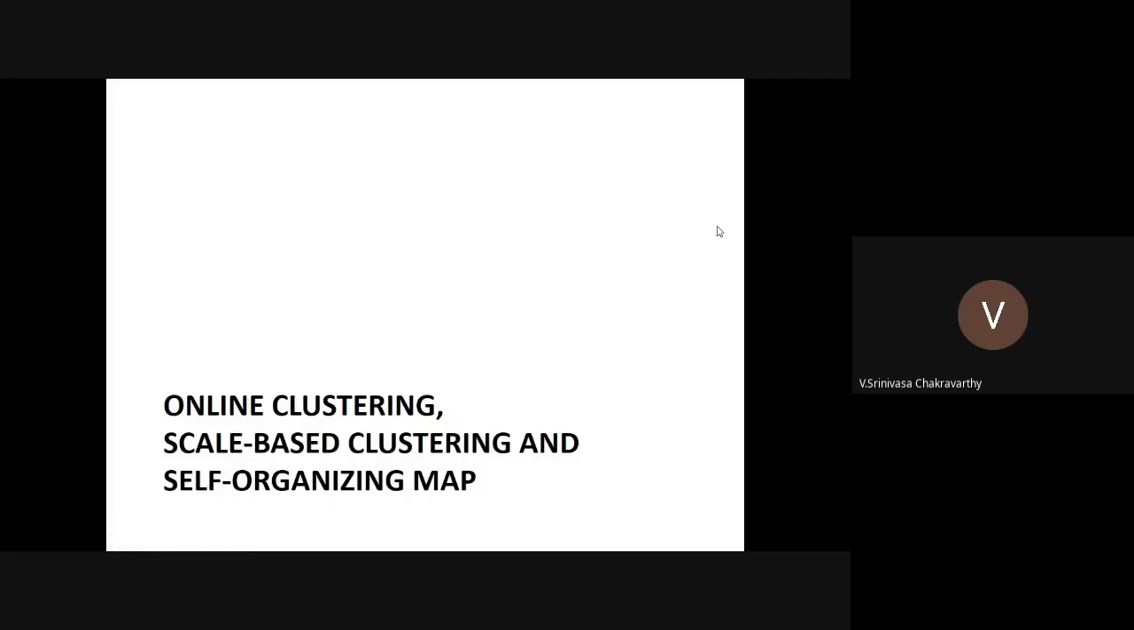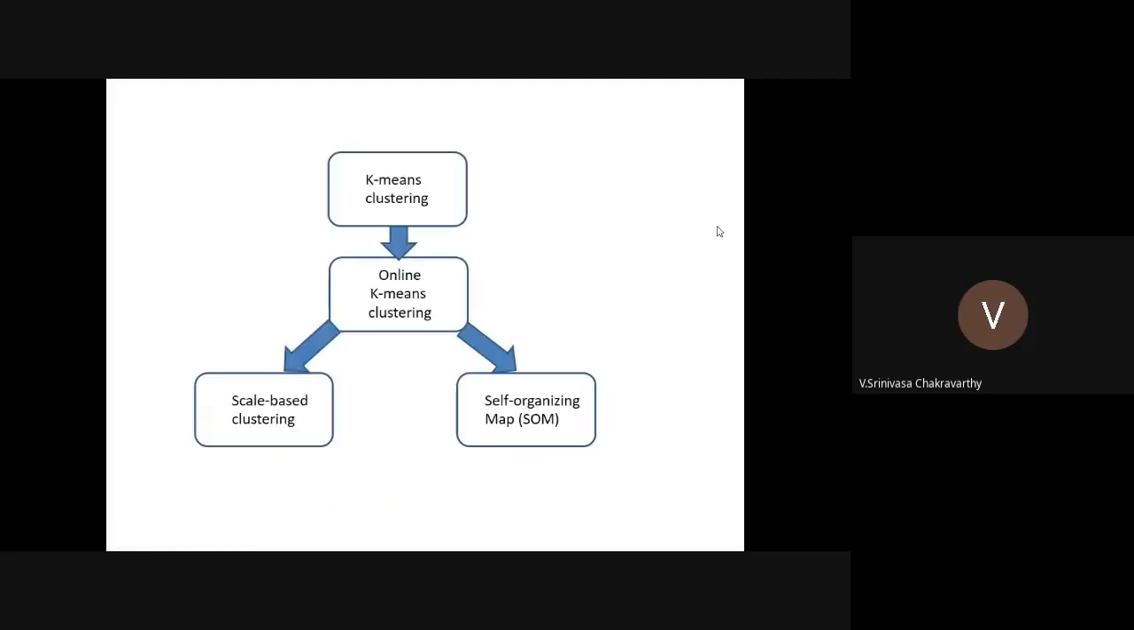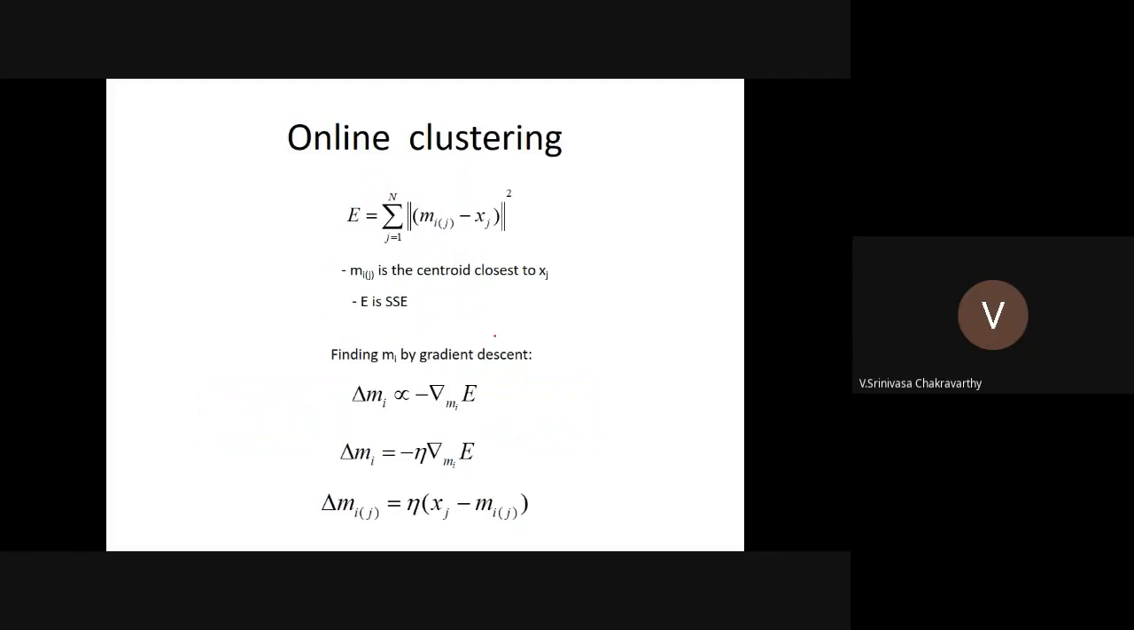Okay, so let us look at another variation of online clustering. What we began with was k-means clustering. We then looked at an online version of k-means clustering, which we call competitive learning. And from there, we took one direction and introduced scale-based clustering. So now we'll start again with the online version of k-means clustering, which is competitive learning, and look at a different model called the self-organizing map. So let us see what this is.